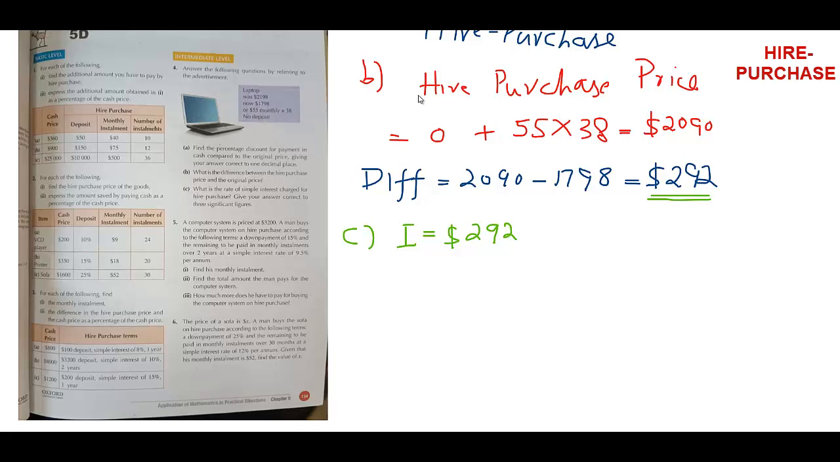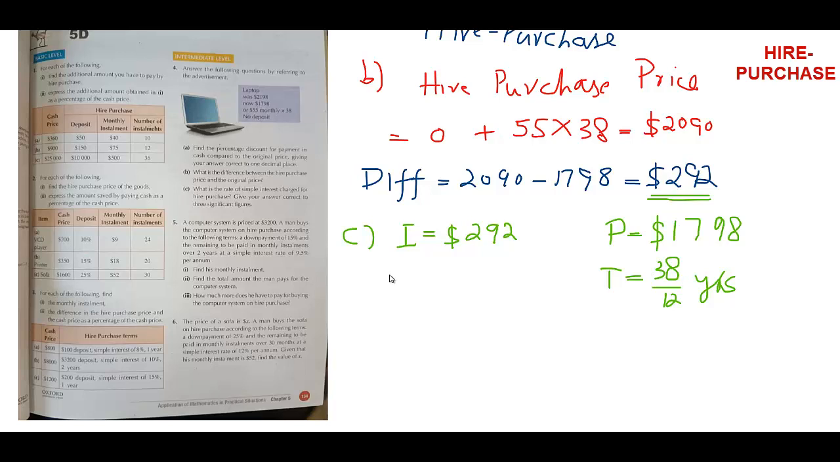So all the amount of the laptop will be considered as a loan. That loan is 1,798, and that is the principal amount. The principal amount is all the cash price, because we are not paying any down payment, and the number of years will be the 38 months. If you divide 38 by 12, it will become the number of years.